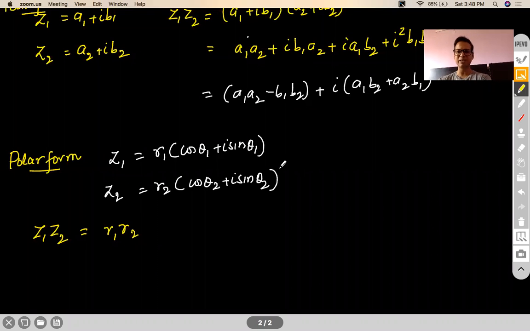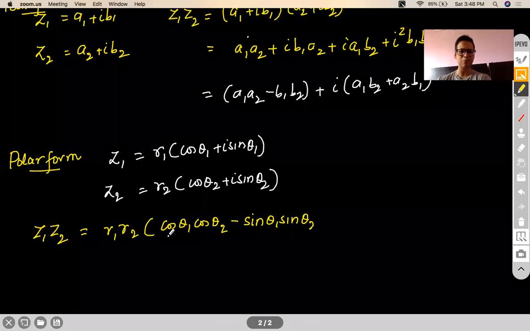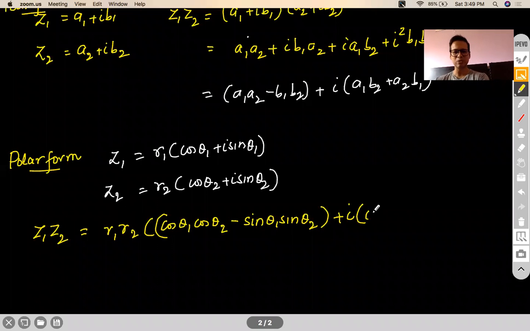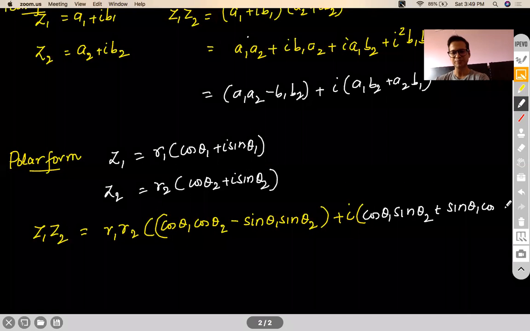Now I'll do the multiplication here itself. Cos theta 1 multiplies with cos theta 2 to give you a real part. i sin theta 1 times i sin theta 2 gives you minus sin theta 1 sin theta 2, remember again, i square is -1. Plus i times cos theta 1 sin theta 2, and we'll have sin theta 1 cos theta 2.